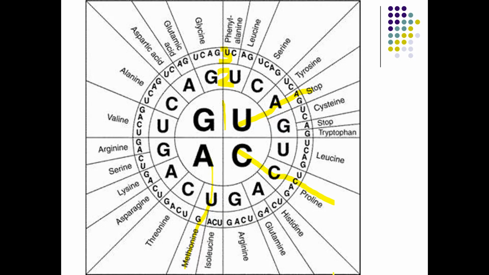CCC, that would be proline, okay? So I just follow the wheel from inside out, and it has the exact same information that you found on the other codon chart. Once again, know how to read both, because on a test you never know which one you're going to get.